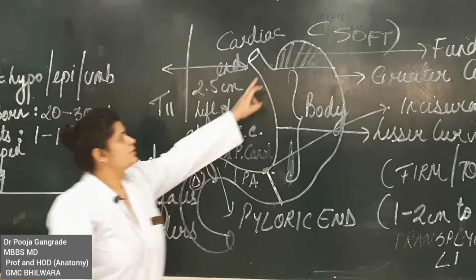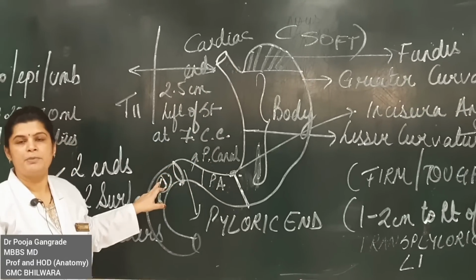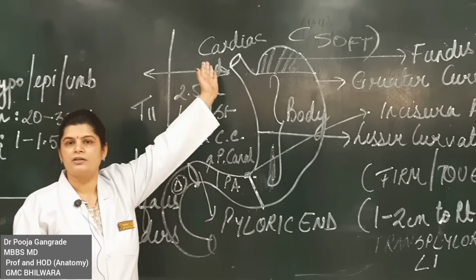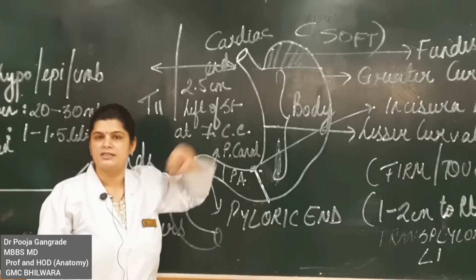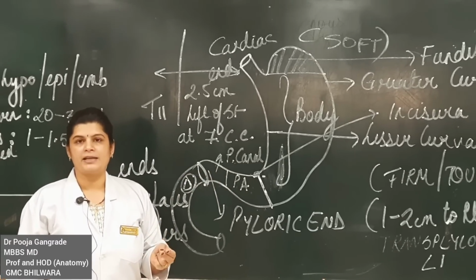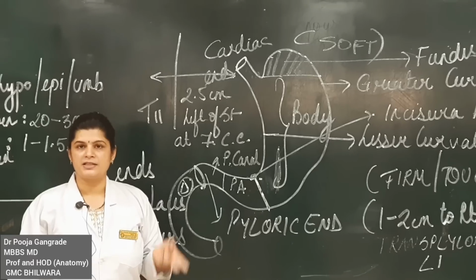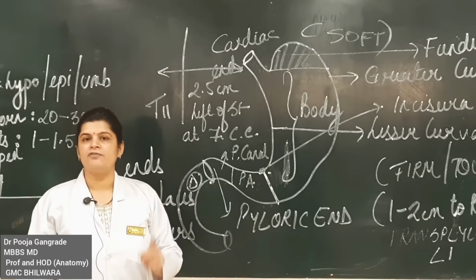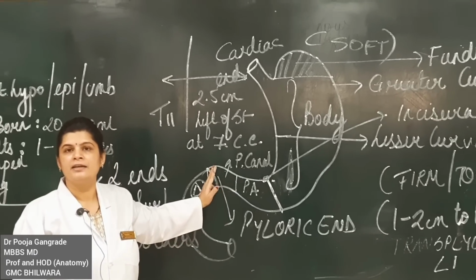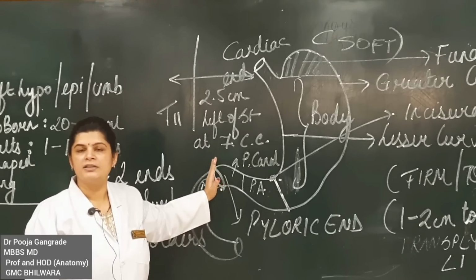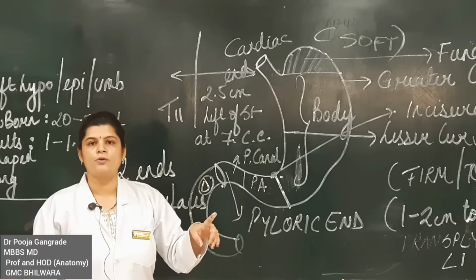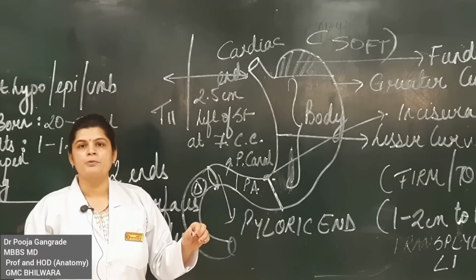So just a quick revision: the cardiac end and the pyloric end. The cardiac end is soft to touch. It is nothing but a continuation of the esophagus into the stomach. The pyloric end is firm, pipe-like in consistency when you touch it. Second point to remember is you might find green stains of bile on this end. So when you go to the dissection hall, please try and find out these two points. You will not be wrong in holding the stomach in proper position.